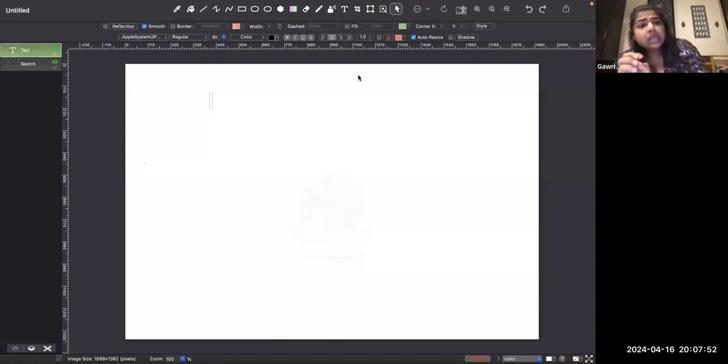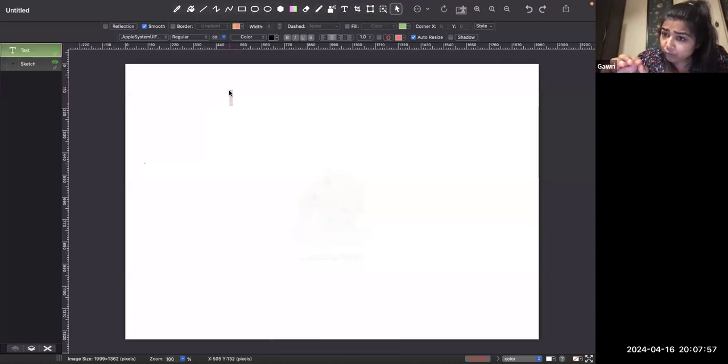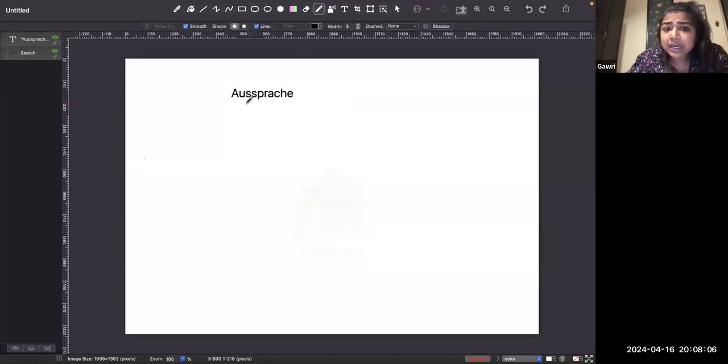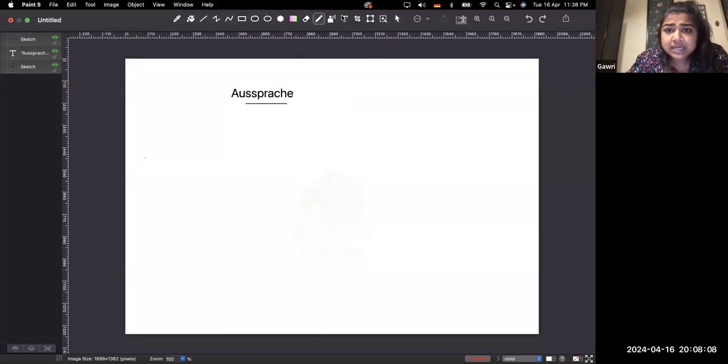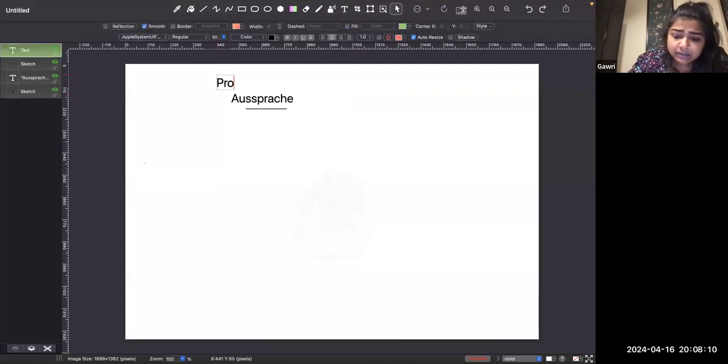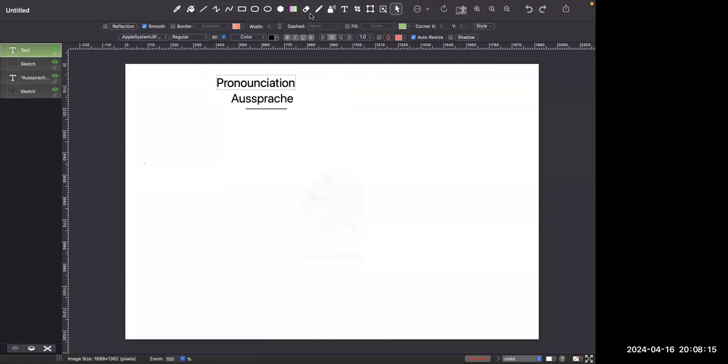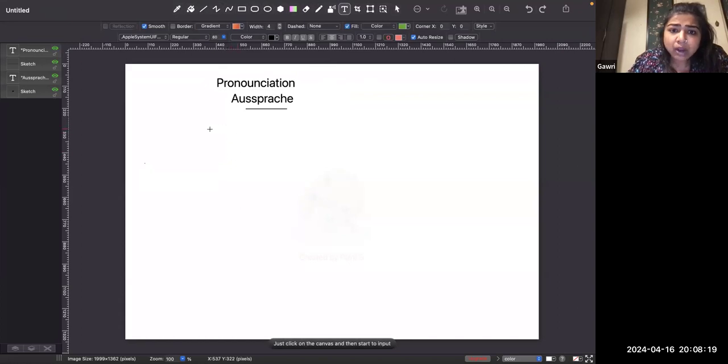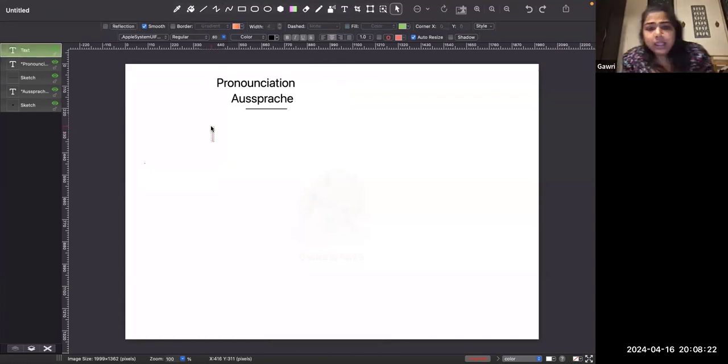That is the goal. So starting now, first of all, we are going to start with the rules of pronunciation in German. We are going to start with Aussprache. The word Aussprache means pronunciation. We are starting with rules of pronunciation. Aussprache. Pronunciation. Yeah, the German word for pronunciation is Aussprache.